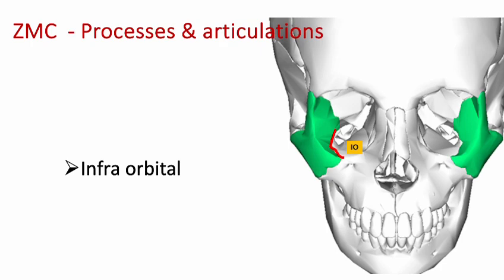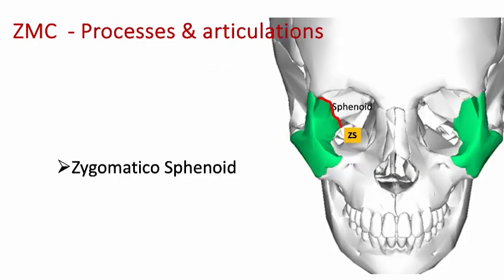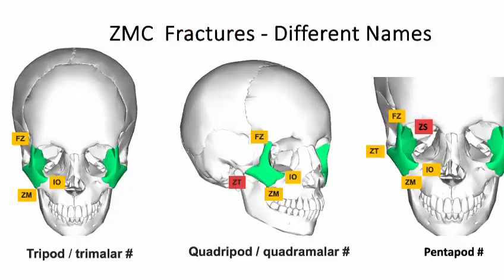The infraorbital process. The zygomatico temporal process. The red line showing the zygomatico temporal suture. And lastly, the zygomatico sphenoid process with the red line showing zygomatico sphenoid suture. Here we have all the 5 processes shown. So remember, zygoma has 5 processes.